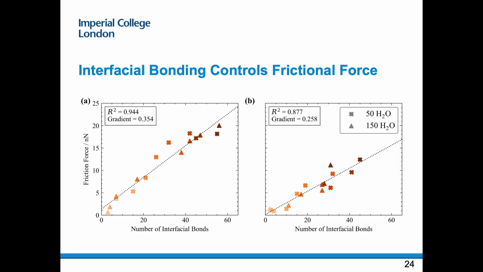Finally, to further emphasize that friction is governed by interfacial bonding, we can see here that the mean number of interfacial bonds formed was correlated with the mean friction force for the different systems and conditions that we studied. For the water-present systems, the mean friction force increases approximately linearly with the mean number of interfacial bonds for both diamond on calcite, which is on the left-hand side, and for diamond on quartz, which is on the right. The gradient is steeper for diamond on calcite and therefore implies that the interfacial bonding in diamond on calcite is stronger and requires more energy to break than in the diamond on quartz systems.